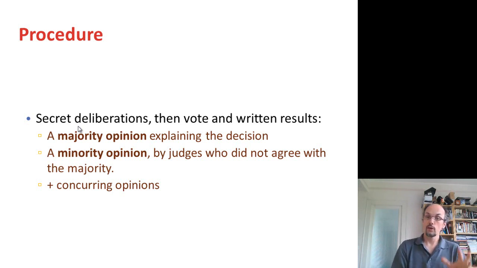And it produces a majority opinion, the opinion of the majority, the judgment, plus a minority opinion. The judges who did not agree with the decision explain why they did not agree, on what ground they disagreed with that decision.